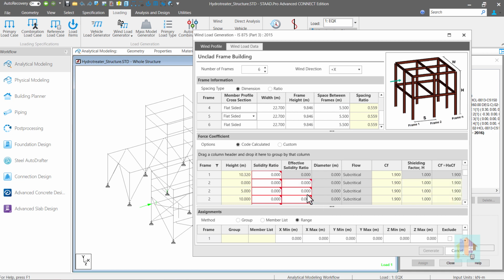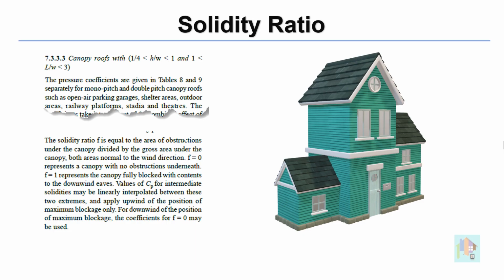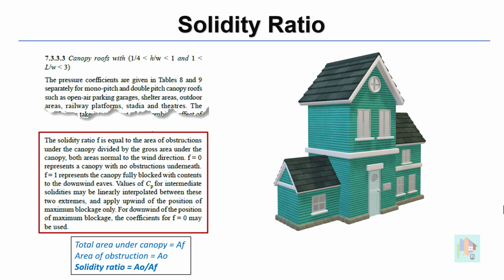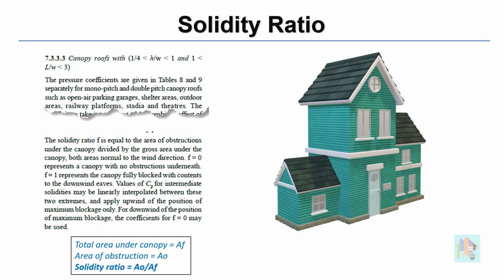Either we can specify solidity ratio and shielding factor, or directly provide the force coefficient. Solidity ratio defines how much area under a frame or roof is covered for wind flow with other object or obstruction. Under clause 7.3.3, how this is calculated for a canopy roof, that is covered. Basically, it is the ratio of total area of obstruction divided by the gross area under the canopy in the wind direction. Consider this building.